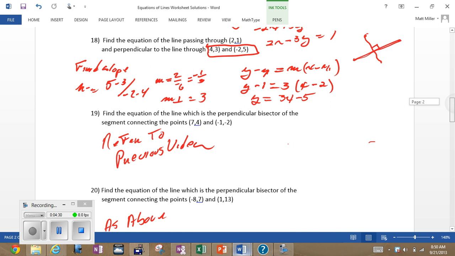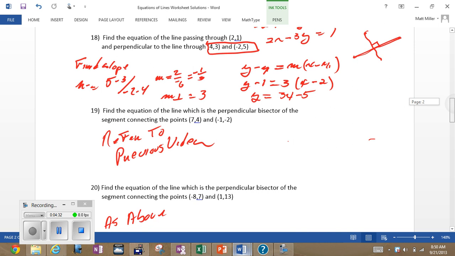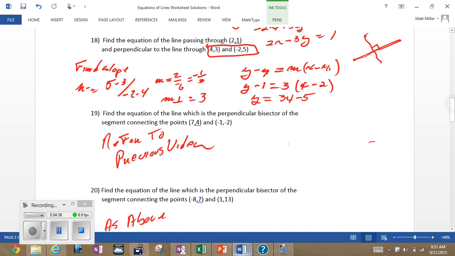19 is a perpendicular bisector, and I addressed a problem like that in one of the previous videos, and you should go back and look at that. And of course, with that, you have to remember this is a segment. You want the slope of that segment. Then you take its negative reciprocal because you want the perpendicular slope. And then you want the midpoint of that segment because that segment's to be bisected. So you want the line which goes through the midpoint of the segment containing these two, and whose slope is the negative reciprocal of the slope through those two.